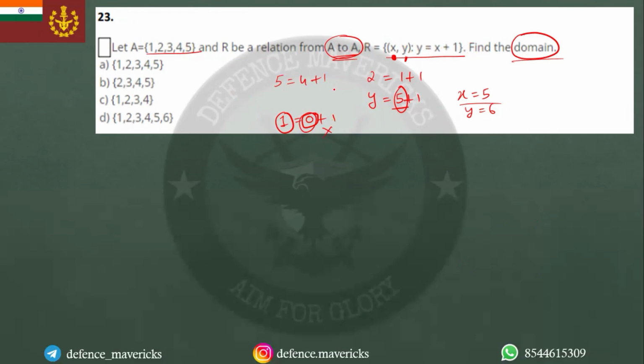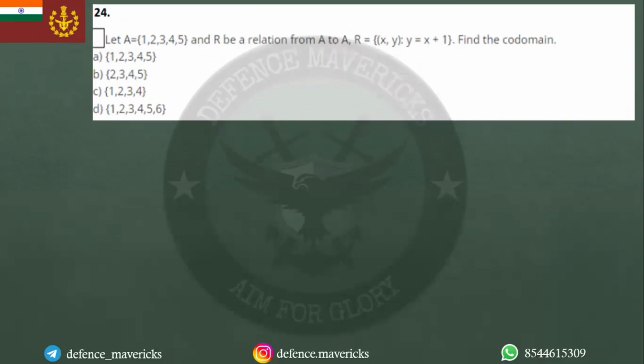That means x can be anything from 1 to 4. So this is the answer. Okay. Now here they had asked you the codomain. Now what is codomain? Codomain is basically all the available values of the output.